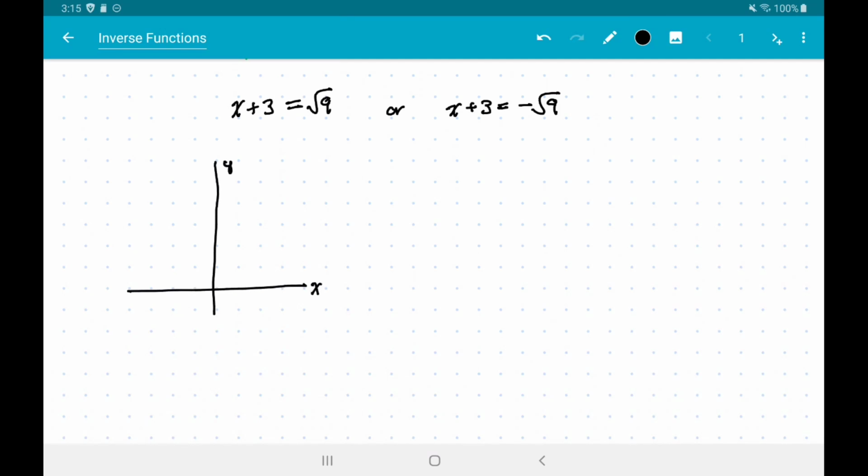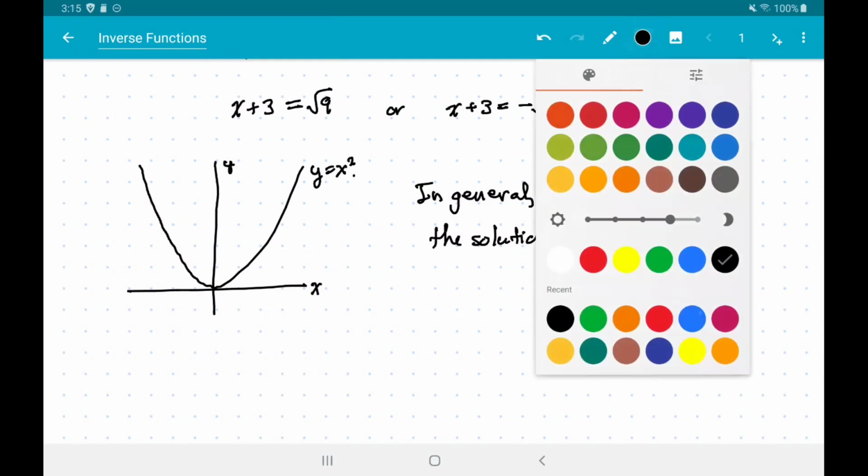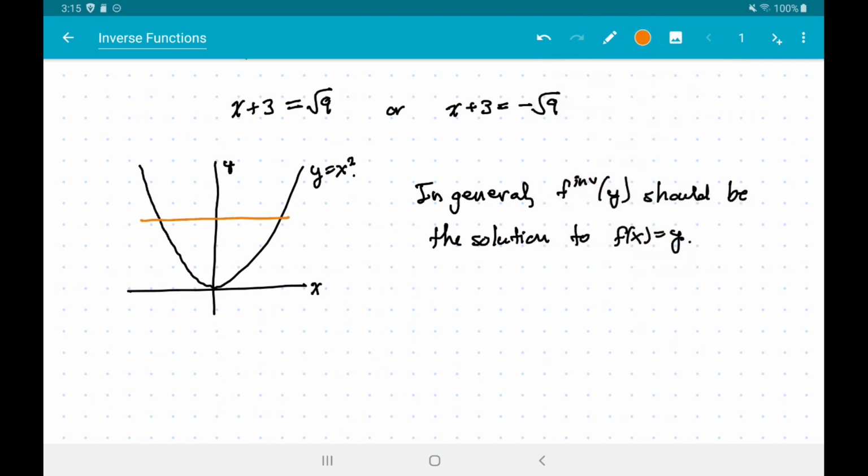So here's x, y, and I'll draw like this. Y equals x squared. In general, f inverse of y should be the solution to f of x equals y. The problem with the squaring function is that for each value of y, there are two solutions.